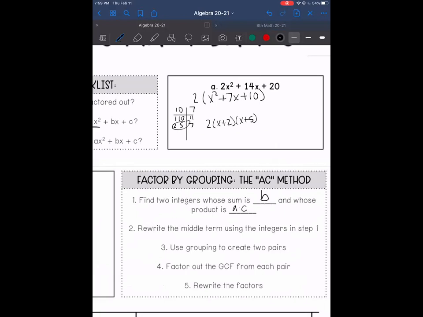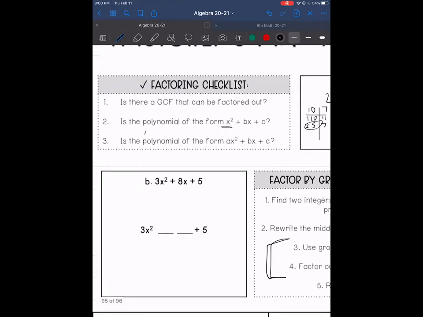I will tell you, when you're working in step 2 and you're rewriting these, you're going to want to keep these steps in mind, specifically steps 3 and 4. So when you're trying to group and you're rewriting the middle term, you're going to want to keep steps 3 and 4 in mind, kind of thinking ahead. So let's get started on a practice example.